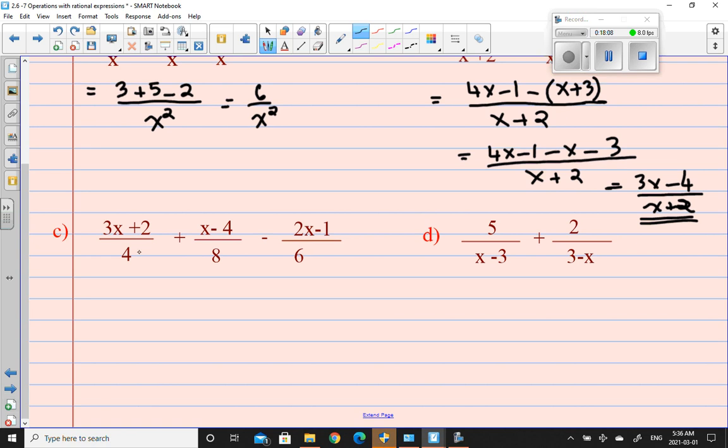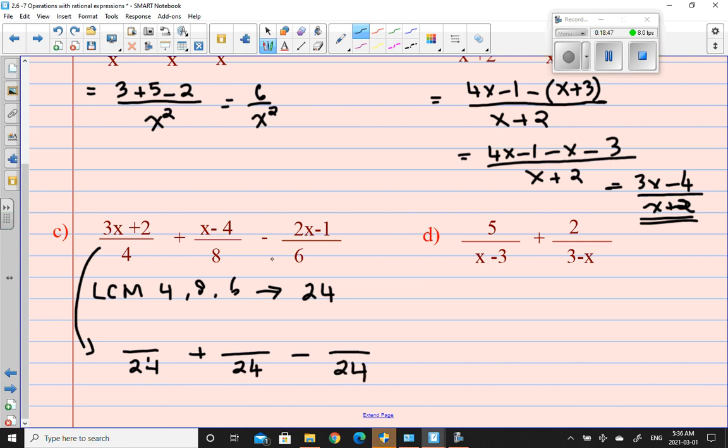Now this one here in part C, the denominators are 4, 8, and 6. So what is the lowest common multiple of 4, 8, and 6? If you look at the times table, the common multiple that is common to 8, 4, and 6, but is also lowest in value, is 24, right? 4 times 6 is 24, 8 times 3 is 24, 6 times 4 is 24. So we have that as the common multiple. So you're going to make them all 24 in the denominator.